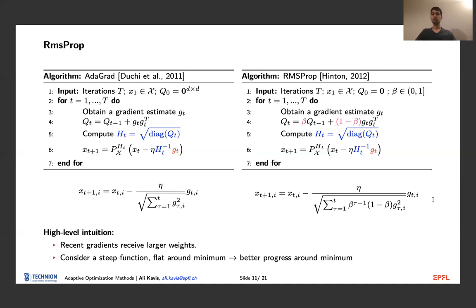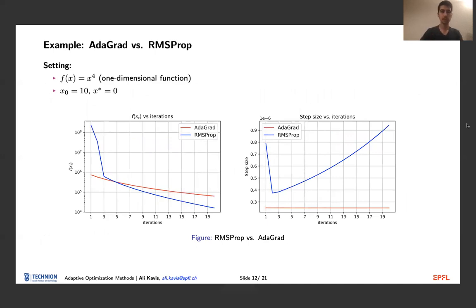But RMSprop can actually recover from this. Because, okay, as RMSprop sees smaller and smaller gradients, those smaller gradients will have larger weights rather than the history, rather than the early iterations in which we saw very large gradients. They're going to lose their weight, and the gradients with smaller magnitude are going to have higher weight, so that this v_t will actually decrease and the step size will increase. So to demonstrate that, I actually have a very simple set of plots here.